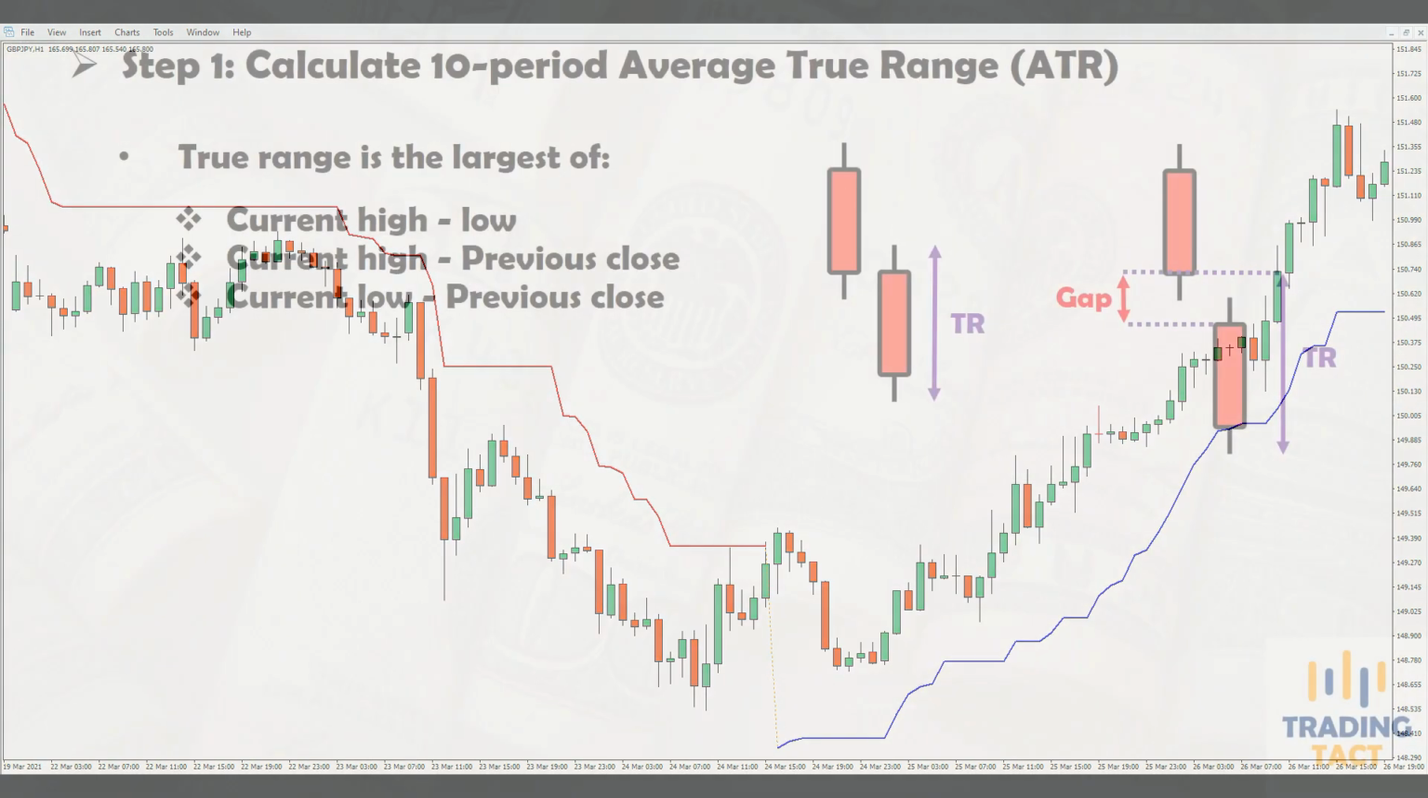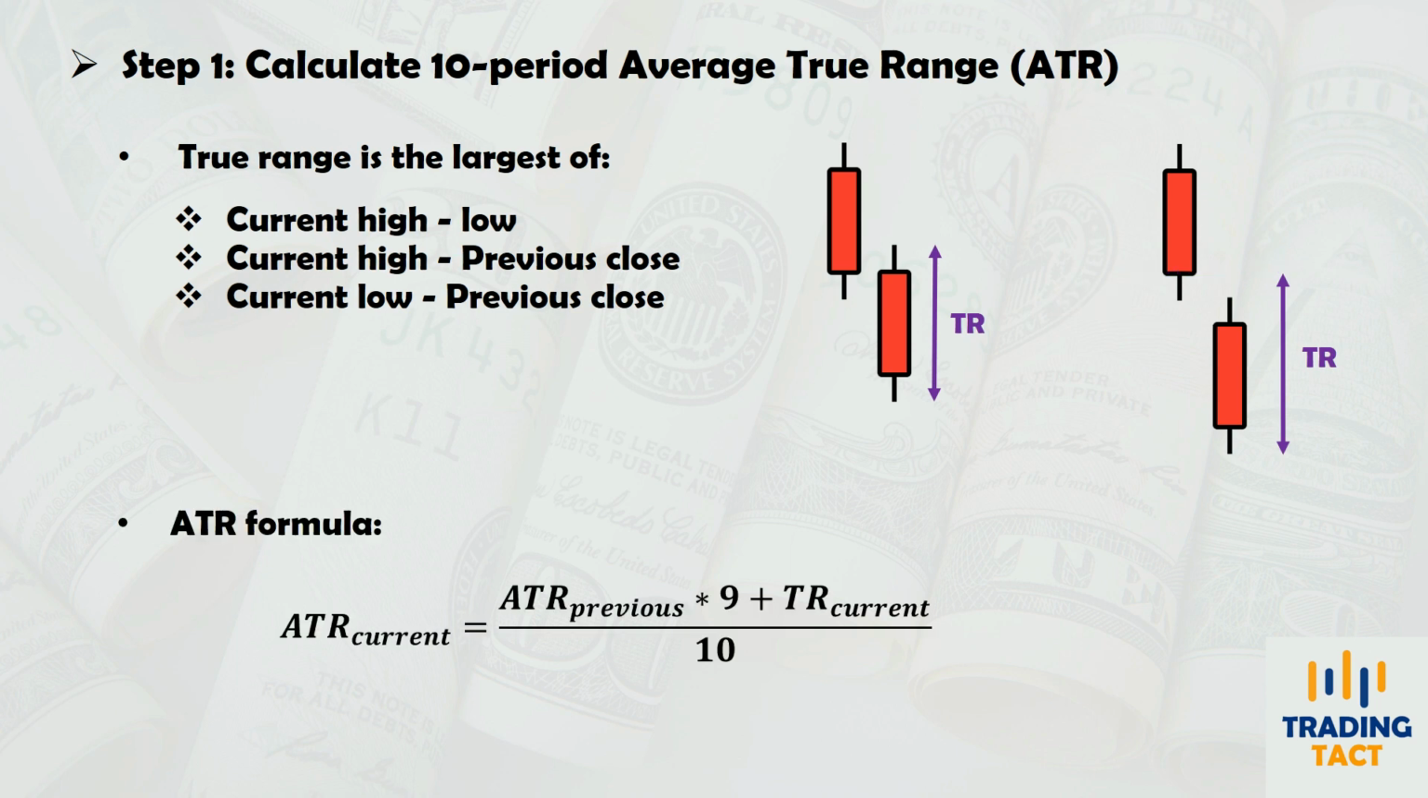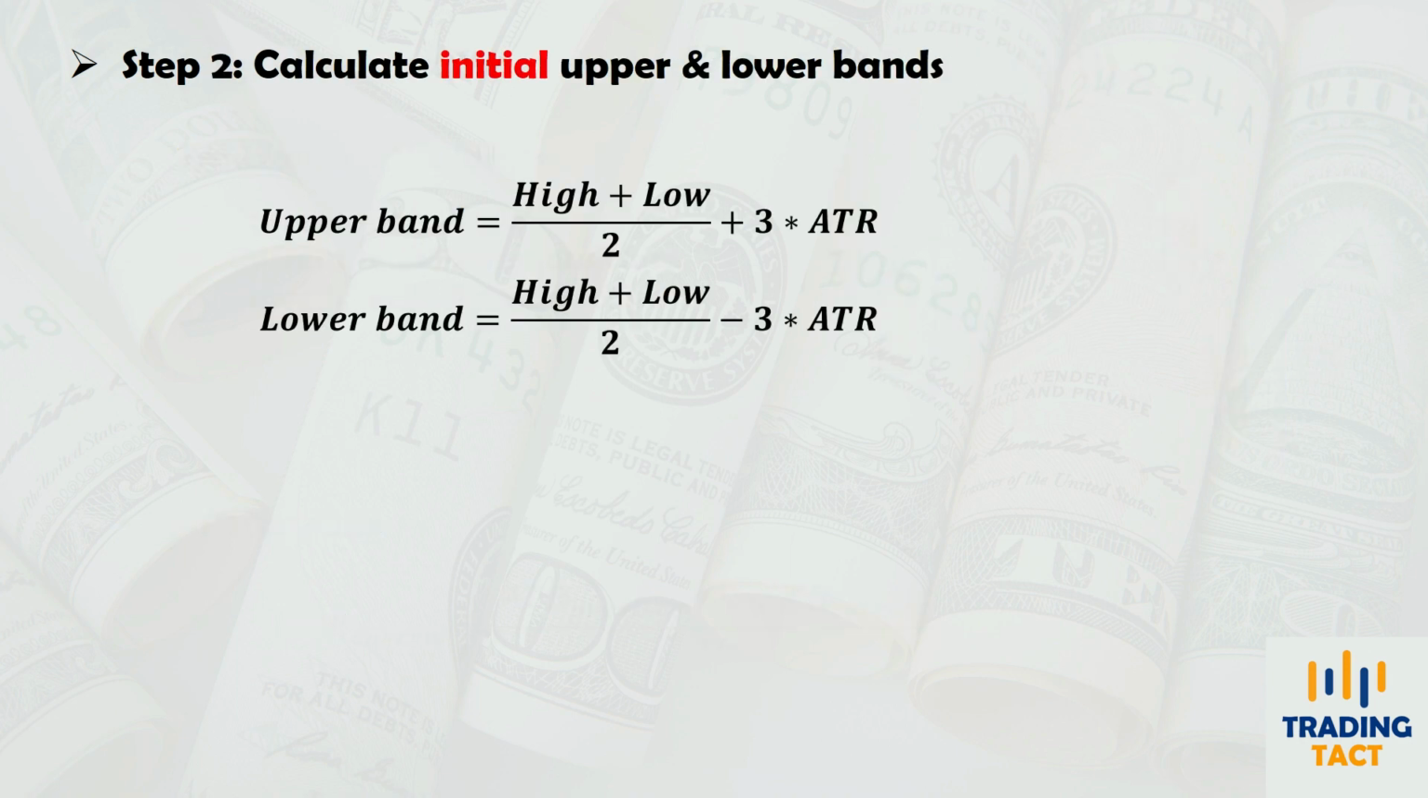Here's how it's calculated. First, calculate the 10-period average true range. After obtaining the true range for each bar, get the ATR by applying a 10-period rolling average to the true range. Next, we calculate the initial upper and lower bands, which are offset from the median price by a multiple of the ATR. By default, a multiple of 3 is used.